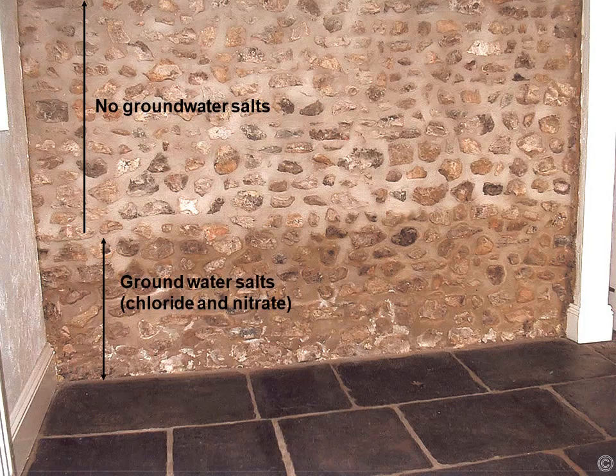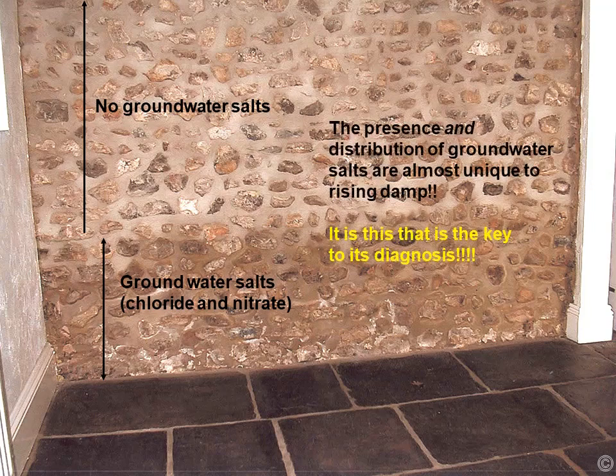And if we look at a wall in general that's had rising damp or got rising damp, the lower part will contain groundwater salts as well as free moisture. The upper part will be clean. And indeed, it's the presence and distribution of groundwater salts that are almost unique to rising damp. And it is the key to its diagnosis, the distribution of moisture and salts.